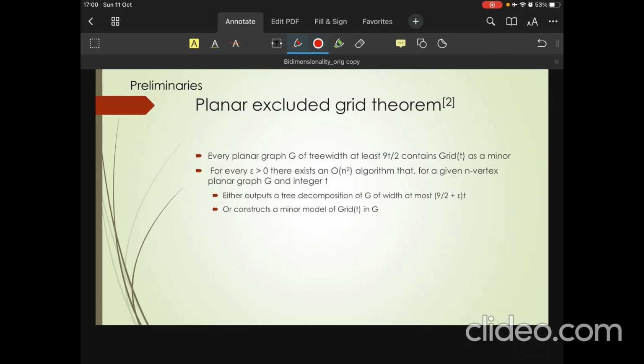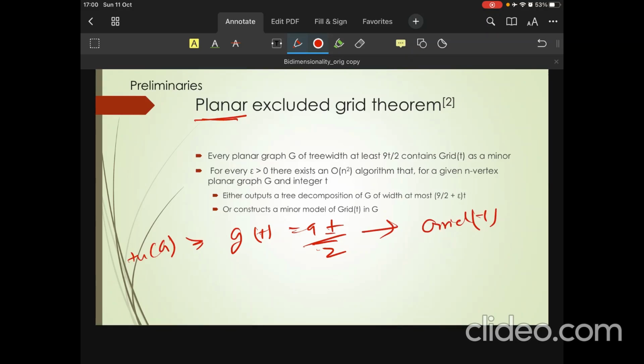Next, we'll consider an extension to the excluded grid theorem, which is the planar excluded grid theorem. I'll move through it fast because I will not be discussing the proof of this. It's just that if the graph is planar, in the previous theorem we'll have g(t) as linear, 9 by 2 times t. That is, every planar graph of tree width greater than g(t) will have a grid T as a minor.